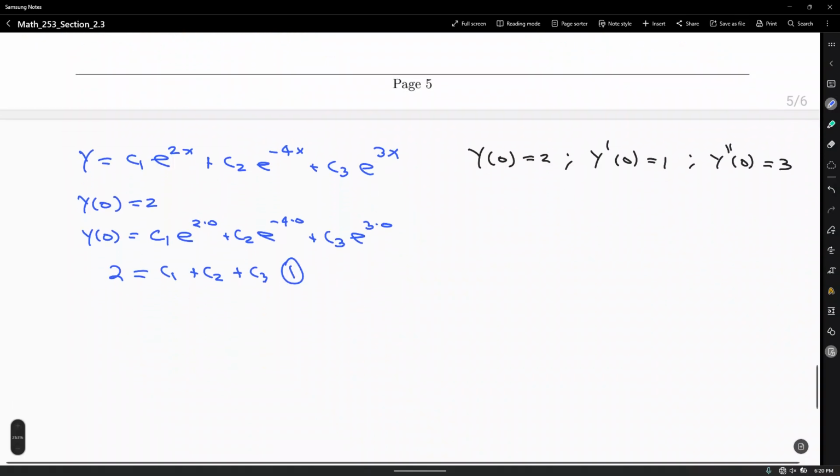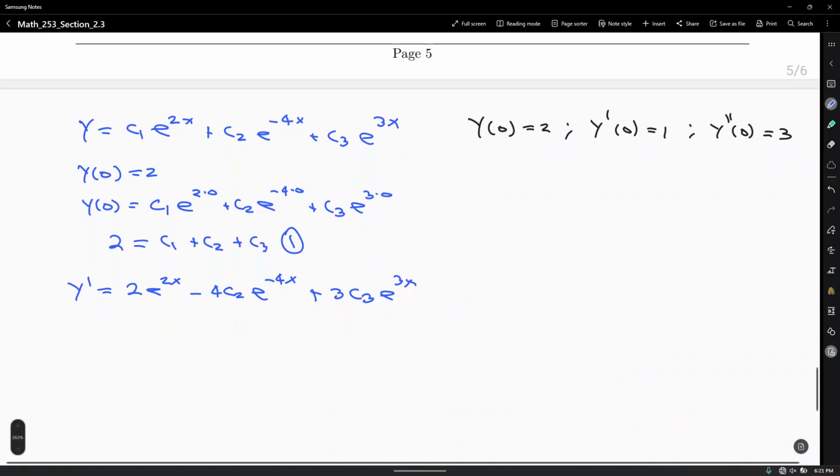Guess what? Let's find the derivative y prime of the solution. Well, luckily for this one, we won't need to do any product rules. All right? So, 2 c1 e to the 2x minus 4 c2 e to the negative 4x plus 3 times c3 e to the 3x. Okay? There's nothing to simplify here, so we may use the condition for the first derivative at once. That is, y prime of 0 equals 1.